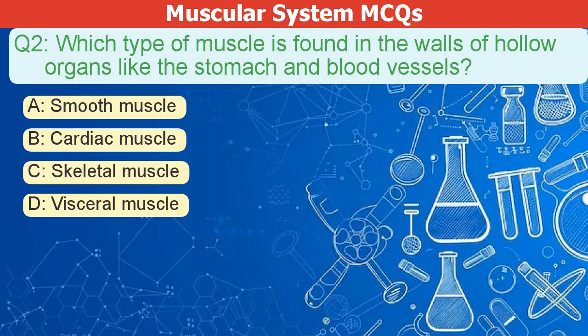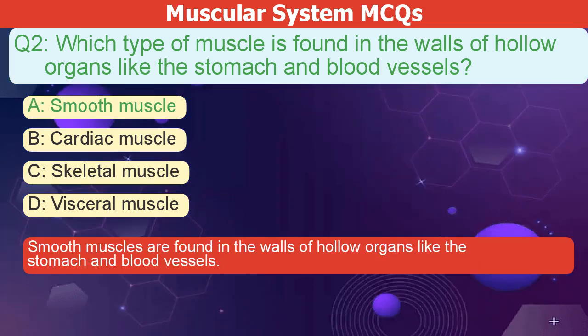Which type of muscle is found in the walls of hollow organs like the stomach and blood vessels? A. Smooth muscle. B. Cardiac muscle. C. Skeletal muscle. D. Visceral muscle. The correct answer is A. Smooth muscles are found in the walls of hollow organs like the stomach and blood vessels.